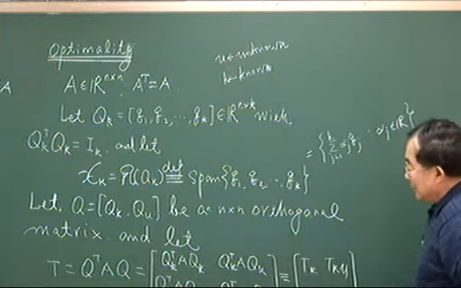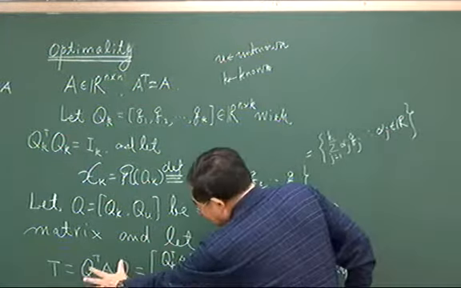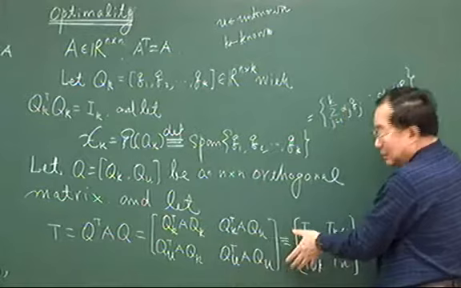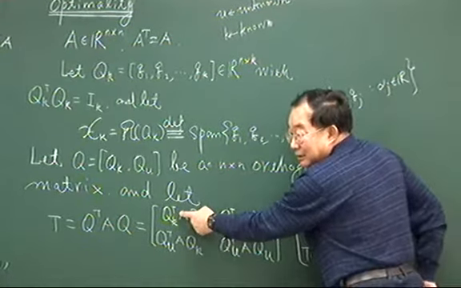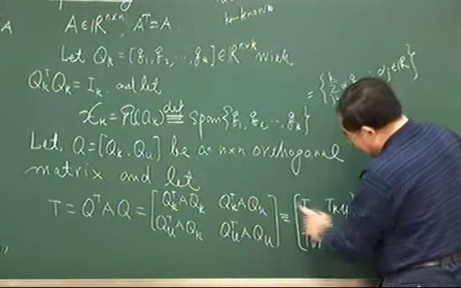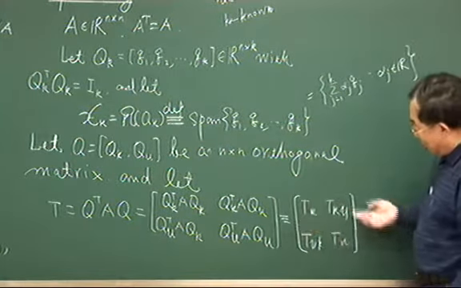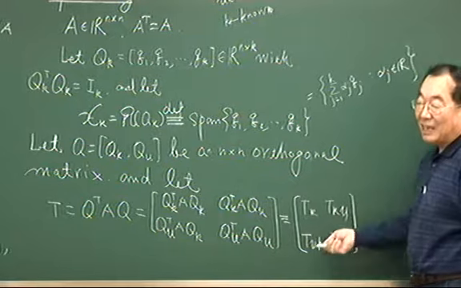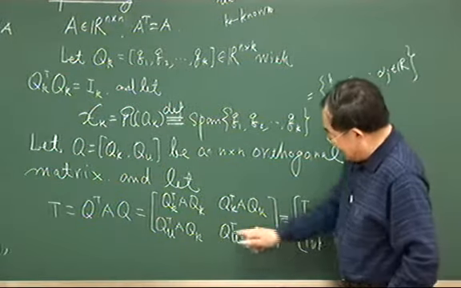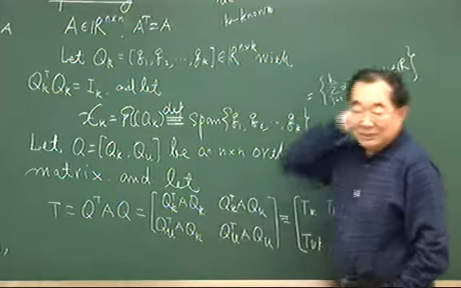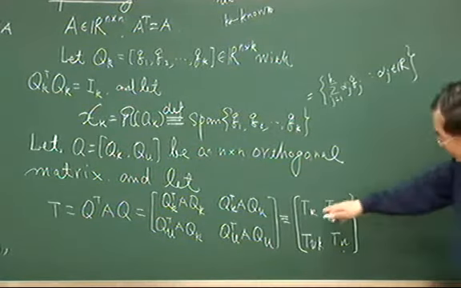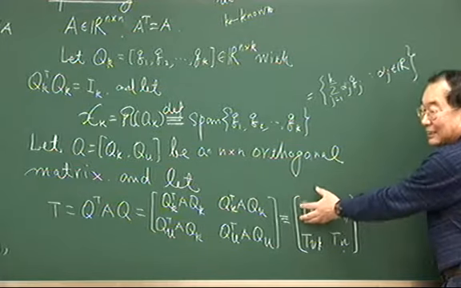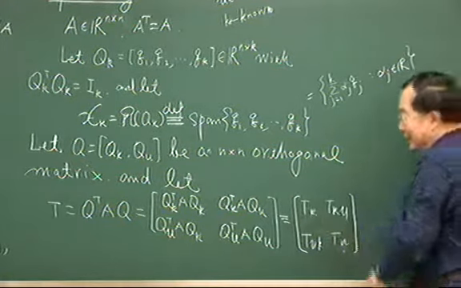Just now we defined this block matrix. So this is four blocks. First one, TK, is just this block. The four blocks, we all know one block is known, so we can use these blocks to get some eigenvalue and eigenvector for A.